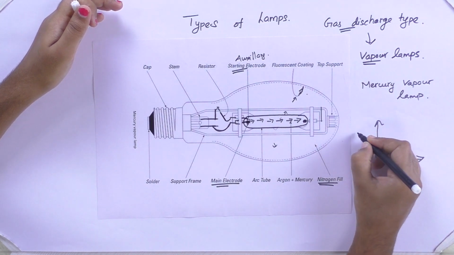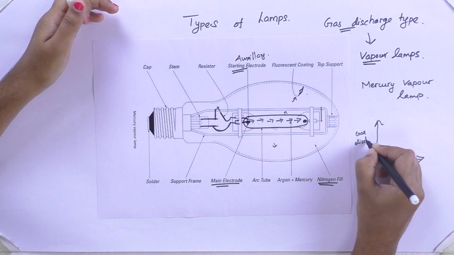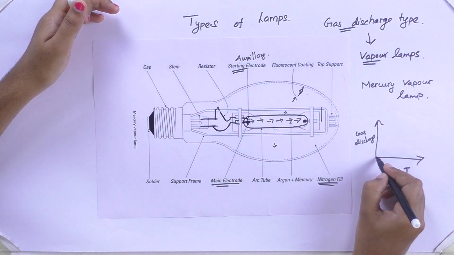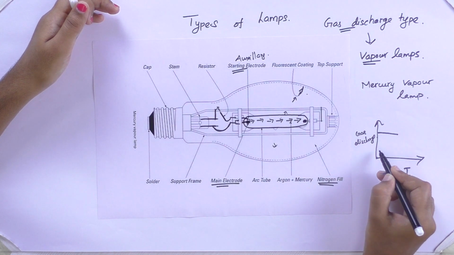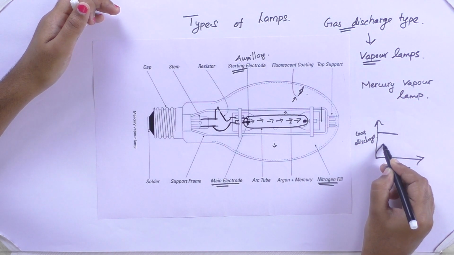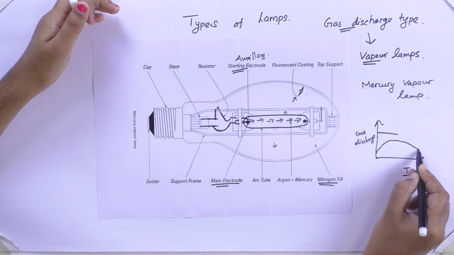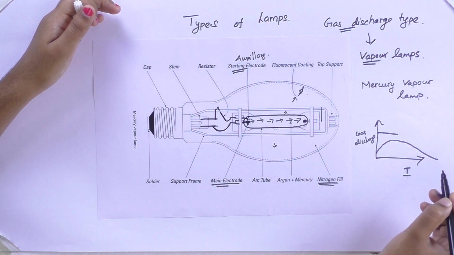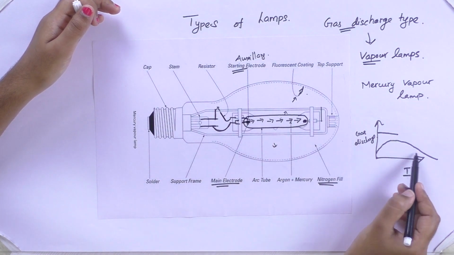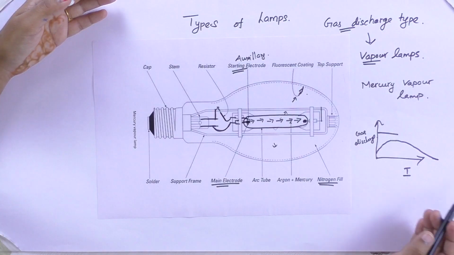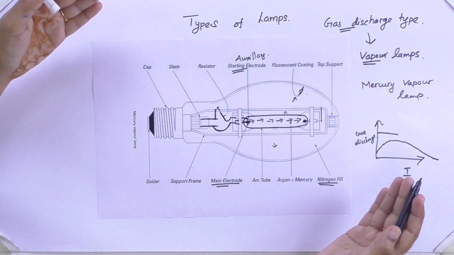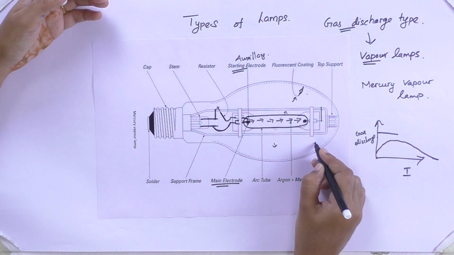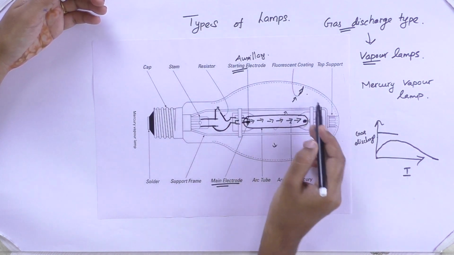this is current and this is gaseous discharge. Until the gaseous discharge happens, your current will be increasing. Your gaseous discharge starts here, and the current keeps increasing continuously. It will consume high current, so it will heat up. Because of the consumption of high current, your tube will be getting heated. To provide thermal insulation, nitrogen gas is filled outside, on the surface of the tube.